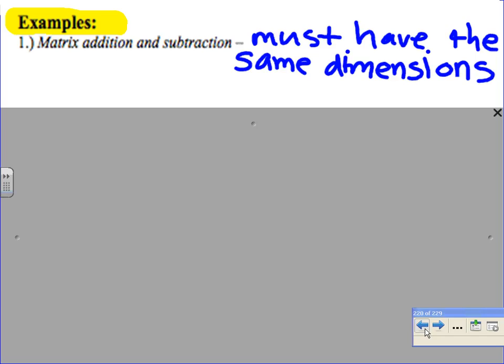All right. So let's go back. On the next page of your notes where it says examples, it says matrix addition and subtraction. I want you to write next to that, must have the same dimensions. Very, very important that you remember you cannot add or subtract a matrix unless they have the same dimensions. Rows by columns, rows by columns.